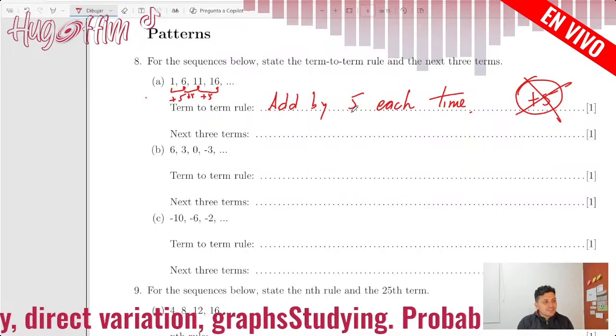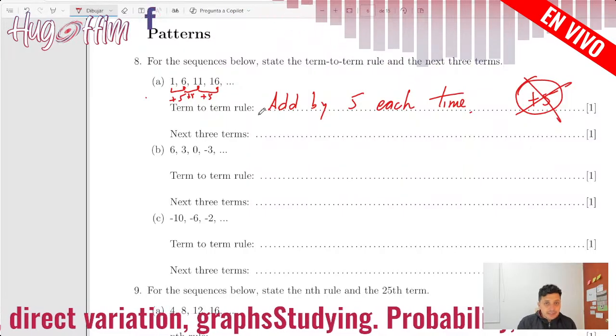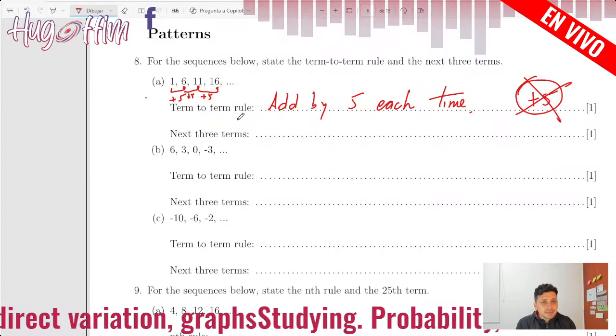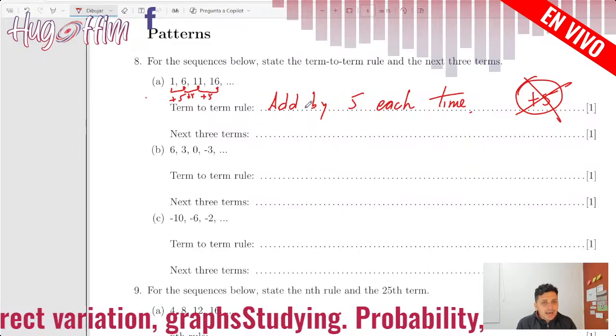Add by 5 each time. This is the proper way to write it. And now I'm going to find the next 3 terms. So I'm going to just add by 5 each time.